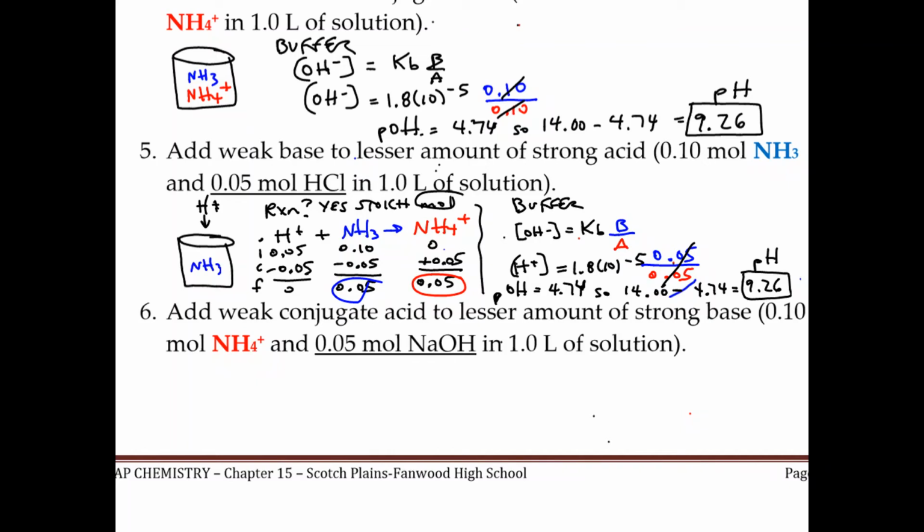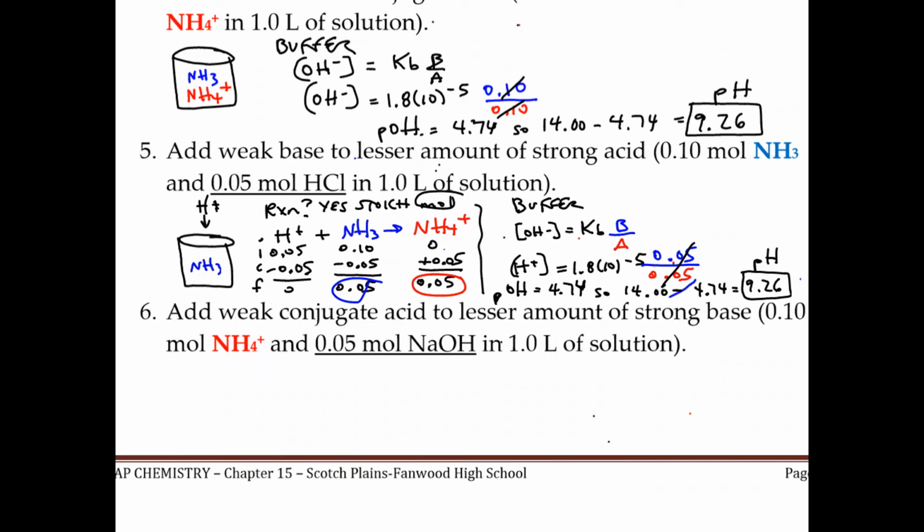Again, it makes sense this is a basic pH because it's a basic buffer. How do we know it's a basic buffer? To start with, because if you look at the Kb of ammonia, it's going to definitely be a higher number, negative fifth, than the Ka of ammonium, which would be negative 10th. So therefore, this must be a basic buffer.